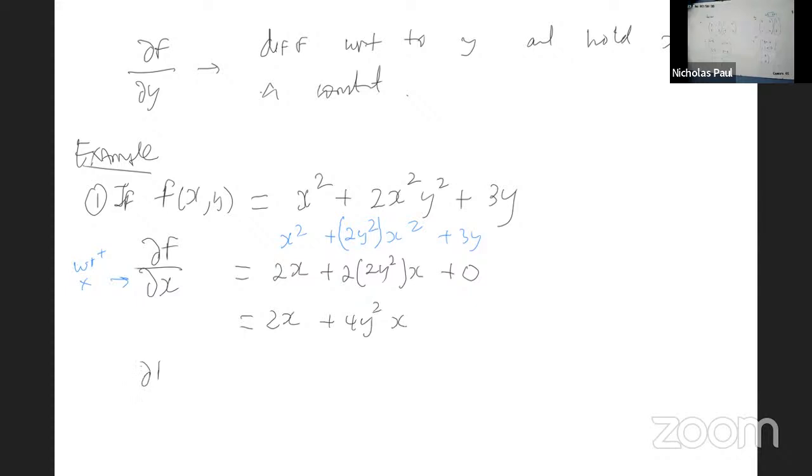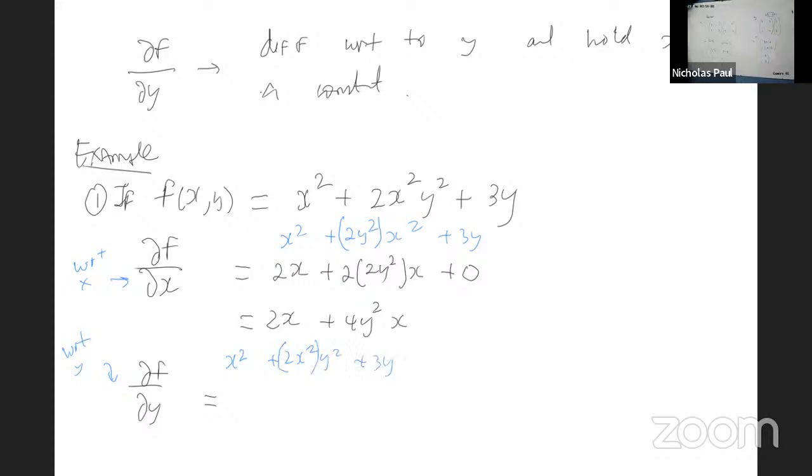If I were to do it with respect to y, then I'll just do it the other way around. I'll leave my x squared here, as 2x squared y squared. So I know that this is a constant, plus 3y.